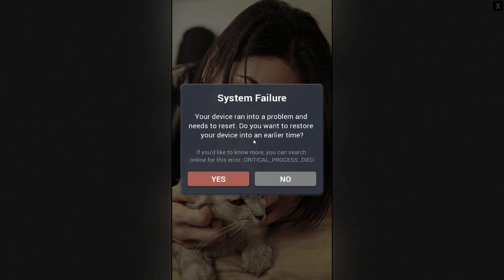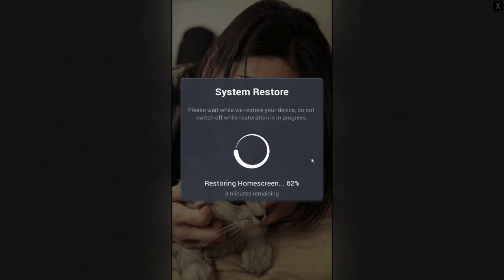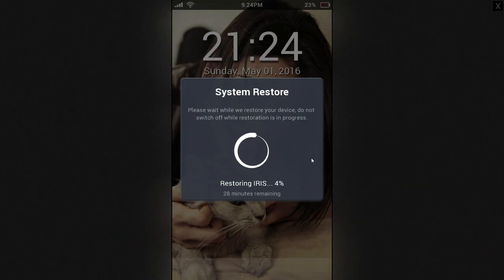System failure. Your device ran into a problem and needs to reset. Do you want to restore your device into an earlier time? If you'd like to know more, you can search online for this error. critical_process_died. Yes. System restore. Please wait while we restore your device. Do not switch off while restoration is in progress. Restoring Iris.